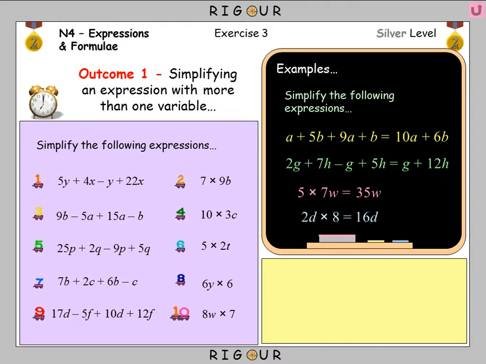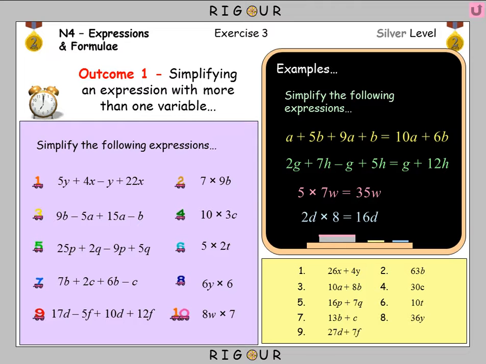Okay, you've unpaused the video, so let's go over some answers. So 26x plus 4y, 63b, 10a plus 8b, 30c, 16p plus 7q, 10t, 13b plus c, 36y, 27d plus 7f, and 56w.